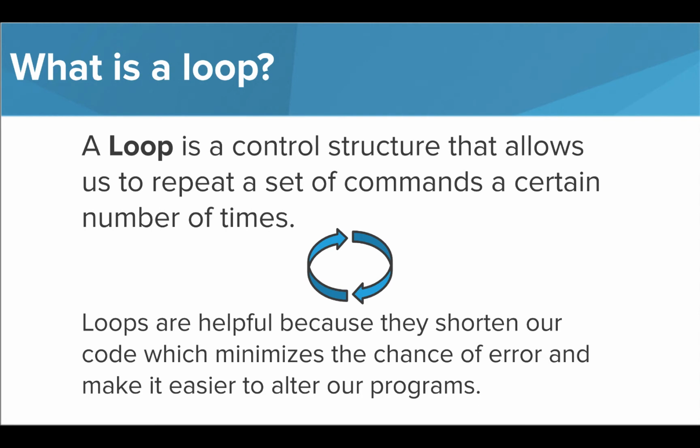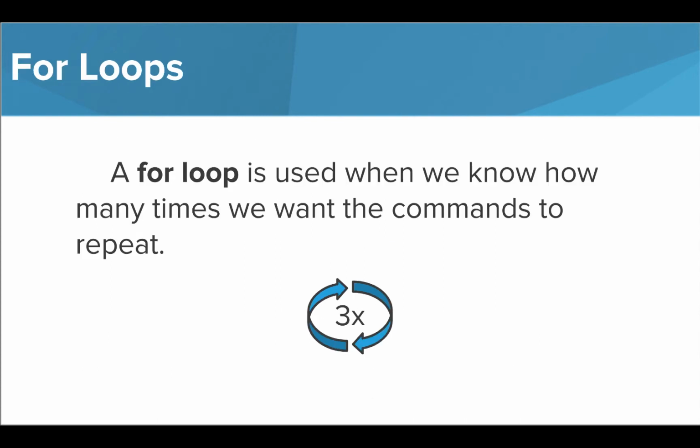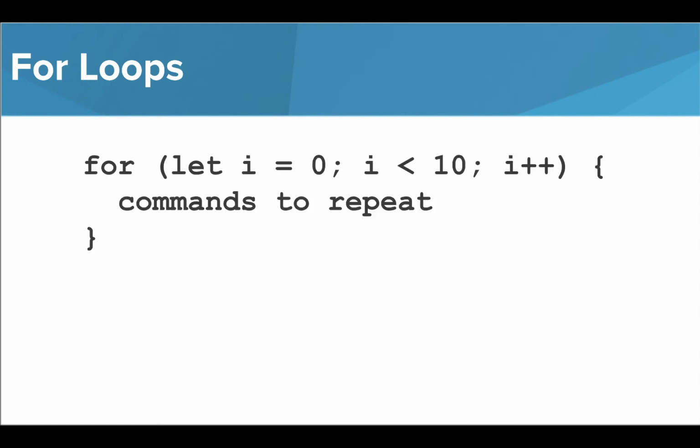There are two different types of loops that we'll use in different situations. In this lesson, we'll look at for loops. We use a for loop when we know the amount of times we want to repeat the commands. For example, we could repeat commands 3 times. To write a for loop, we use this syntax.